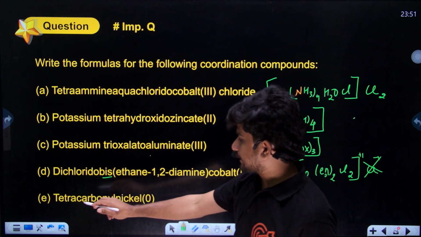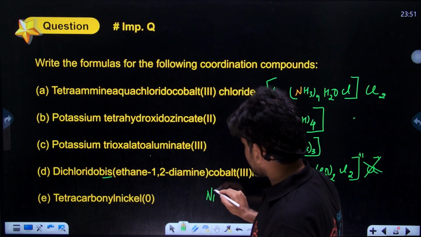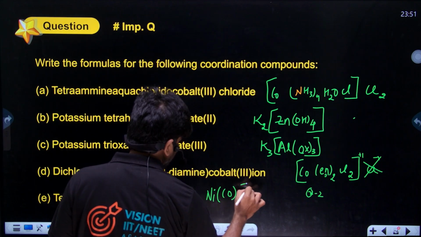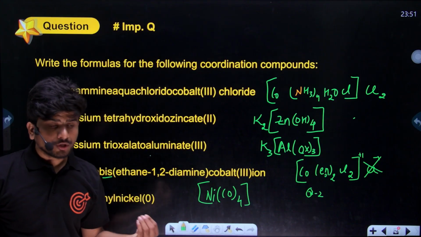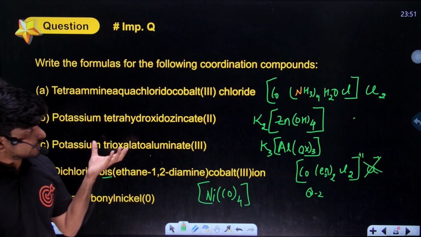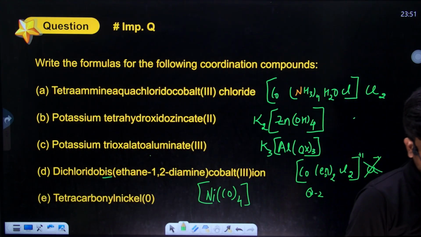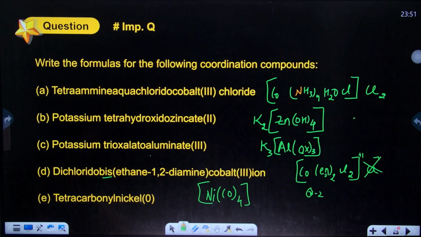Next, tetracarbonyl nickel 0. There is no charge actually, but nickel has carbonyl and you have 4, so overall your charge is 0. So this is how you convert these IUPAC names into compounds. This is how you write the compounds. So please note it down.